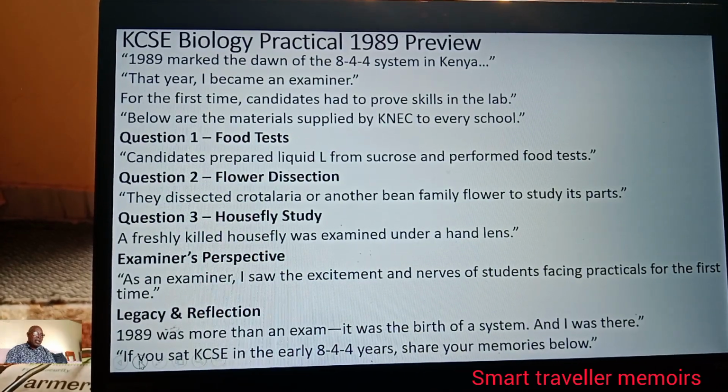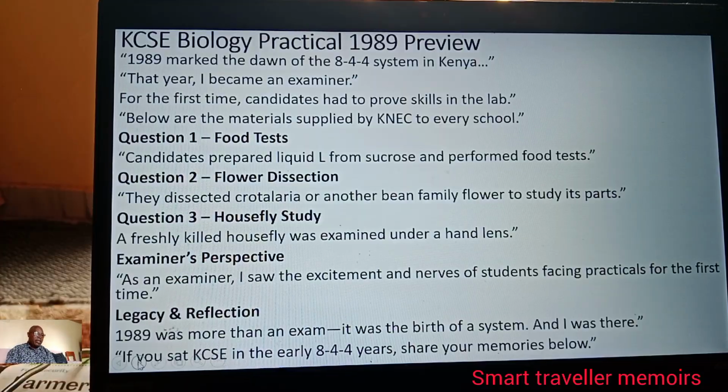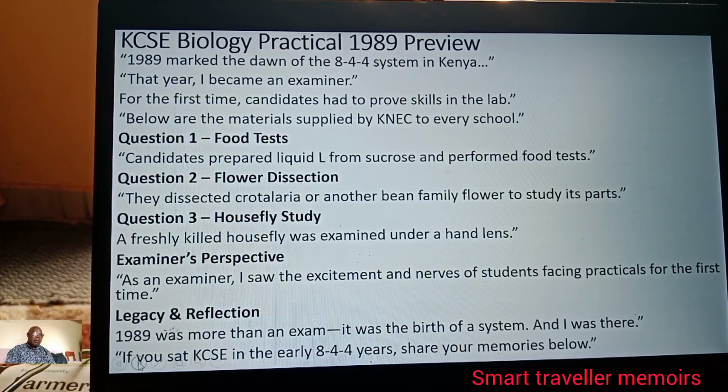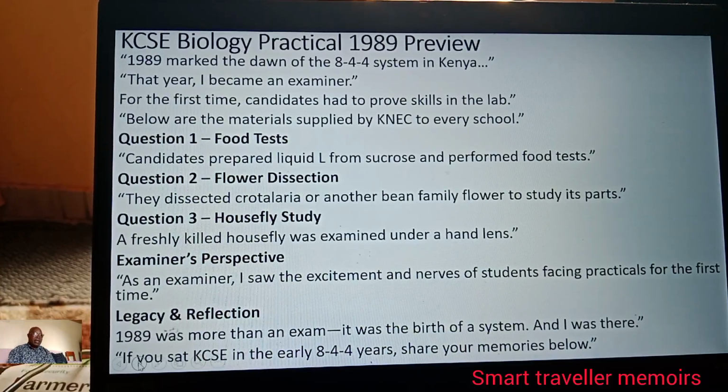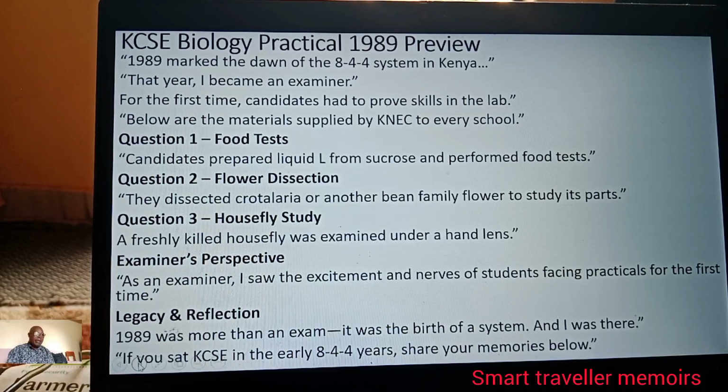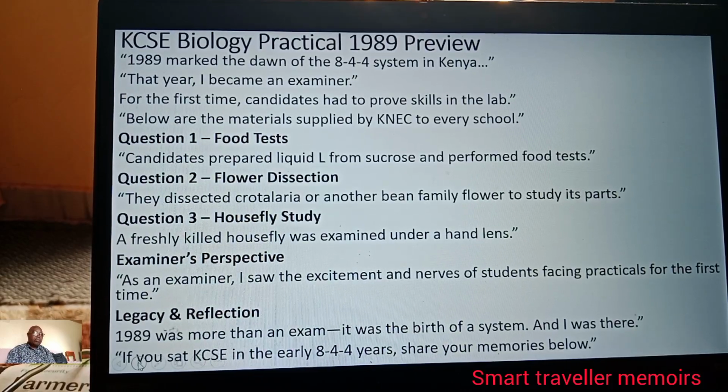1989 marked the dawn of the 844 system in Kenya. That year, I became an examiner. For the first time, candidates had to prove skills in the laboratory or lab. Below, I'll give the material supplied by KNEC to every school.